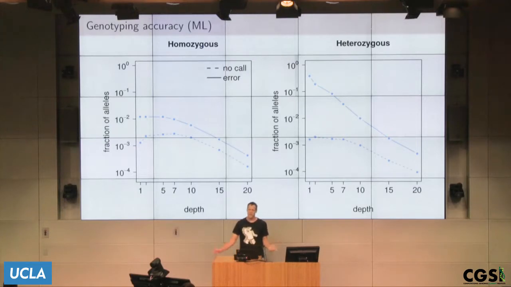Maybe just as a reminder, in humans, for instance, heterozygosity, the fraction of heterozygous sites, is about 1 in 1,000. So the error rate we're seeing here at 10x is actually an order of magnitude higher than the true heterozygosity you can have in your genome. If you're interested in diversity, this is a real issue. So this is the point.